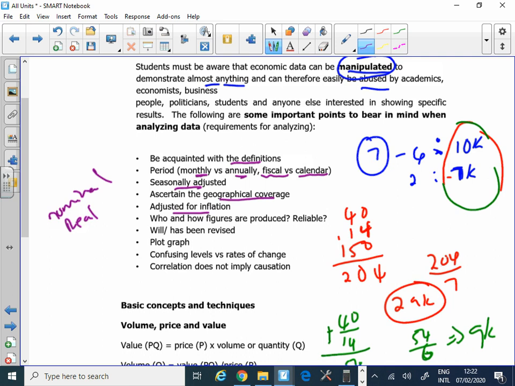And then going on, we look at, say, will it be revised or has it been revised, that particular data? And then you can plot the graph so that it can help you to visualize whatever you're talking about. And you need to make sure you don't confuse levels with rate of change. And key thing is that correlation does not imply causation. I know that sounds like fancy English, but it's just a simple explanation actually.